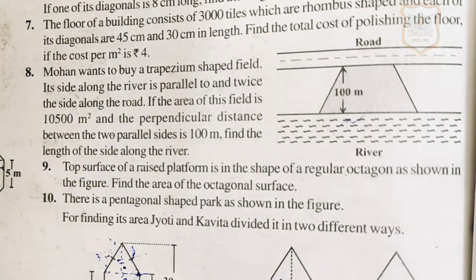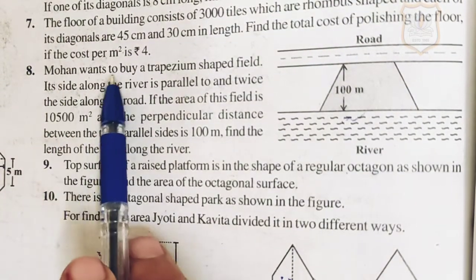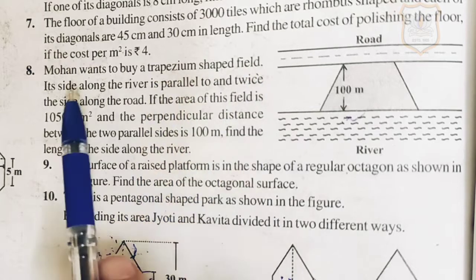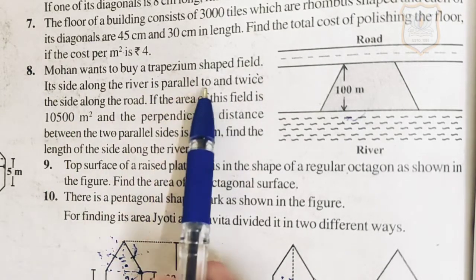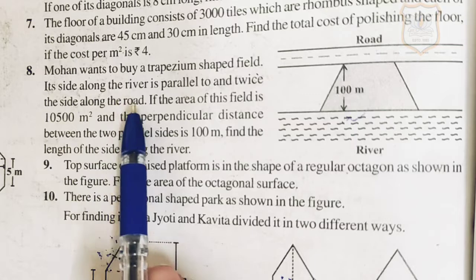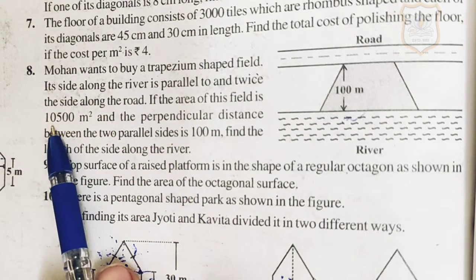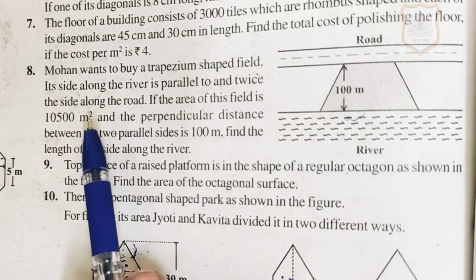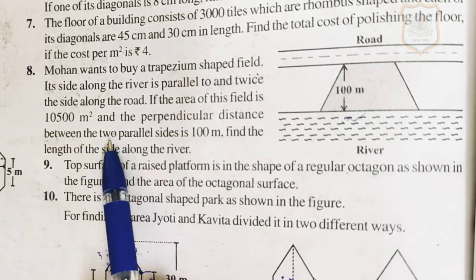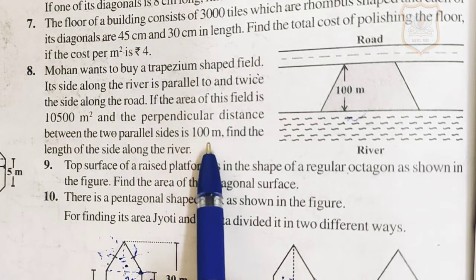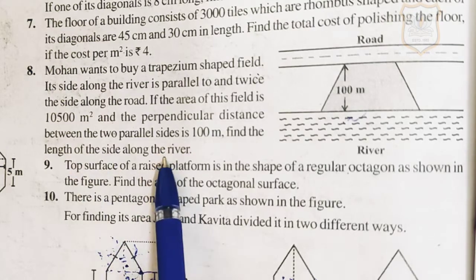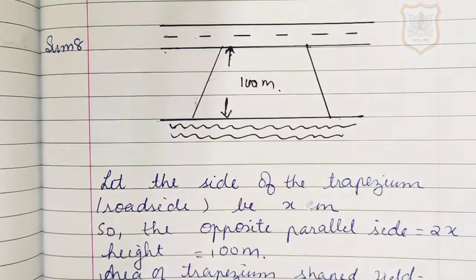Now question number 8. Mohan wants to buy a trapezium shaped field. Its side along the river is parallel to and twice the side along the road. If the area of this field is 10,500 meters square and the perpendicular distance between the two parallel sides is 100 meter, find the length of the side along the river. Now solution for sum number 8.